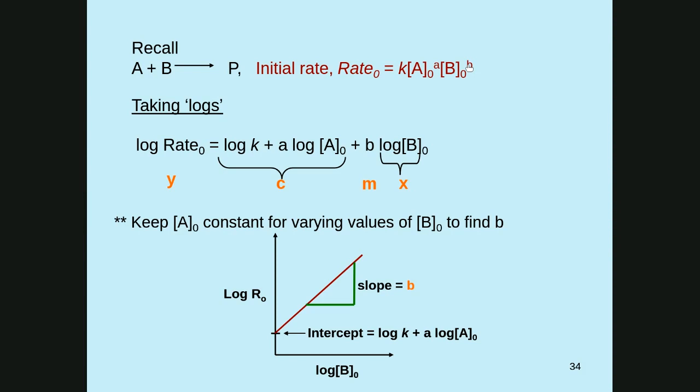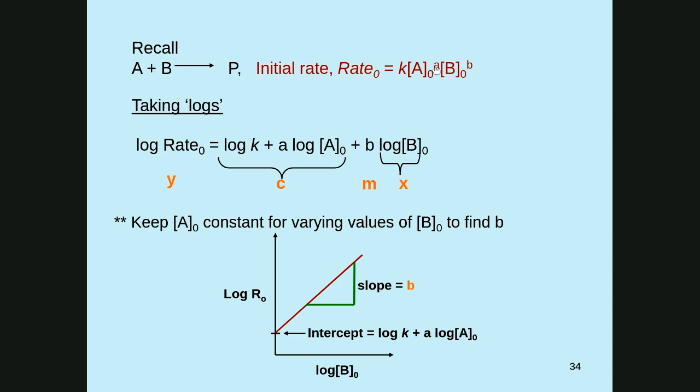The next series of experiments, which are aimed at finding the other index, A, we then do the same thing. So we have a series of initial rate measurements where we keep B naught, the initial concentration of B, constant, and we vary the concentration of A. And then perform the same analysis, and that will yield the index A.